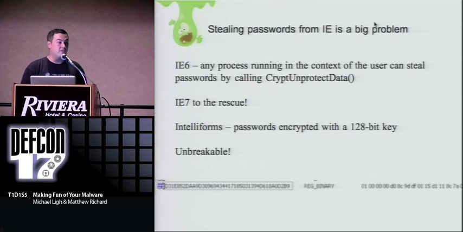So in IE7, they came up with a brilliant fix. They encrypted it with 128-bit encryption. Unbreakable, brilliant. If you look on the bottom, you can see there's a hash of a website that I'll explain later on, and then a binary blob that contains the username and password. So it would seem to actually be a fairly reasonable solution.